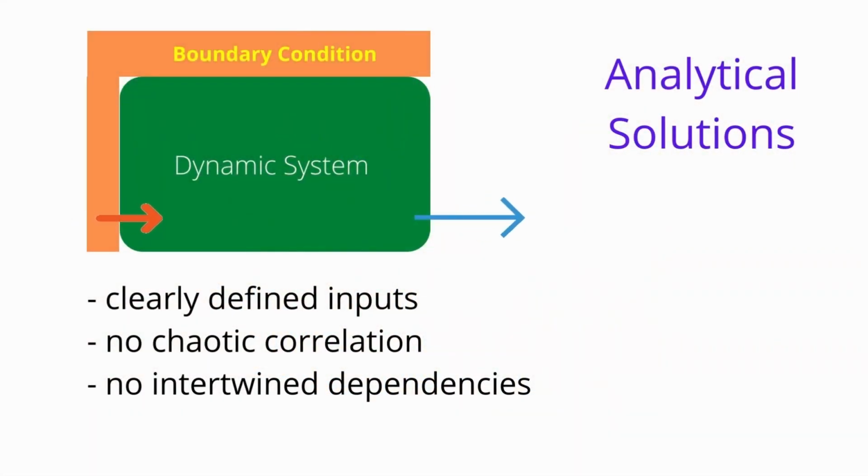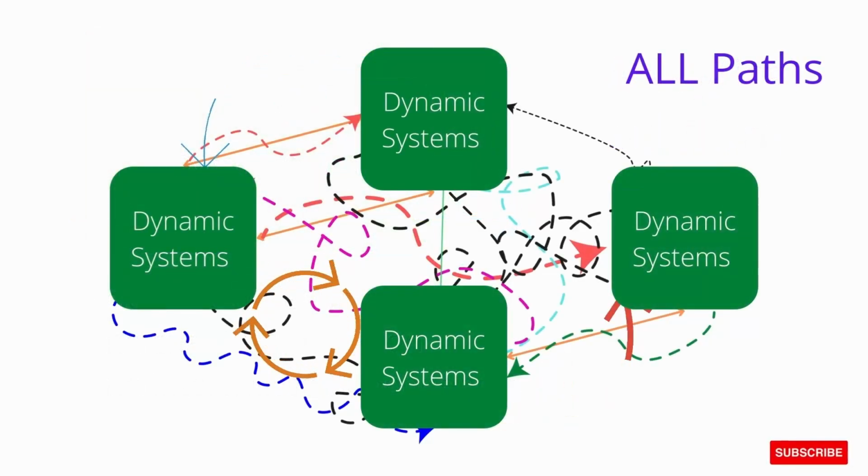But I want to show you, normally we have a dynamic system. We have boundary conditions. We have an analytical solution to the system. We have clearly defined inputs, outputs. We have no chaotic correlation. And we have no intertwined dependencies within the system. This is a classical system approach that we have today.